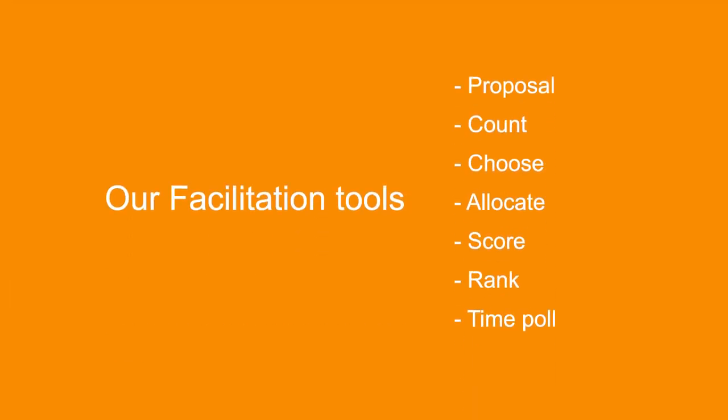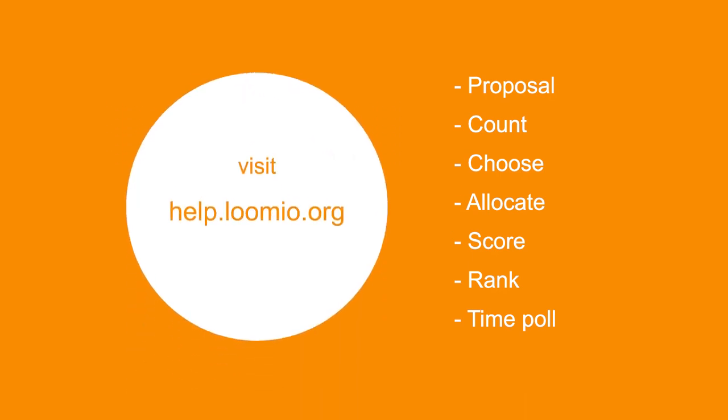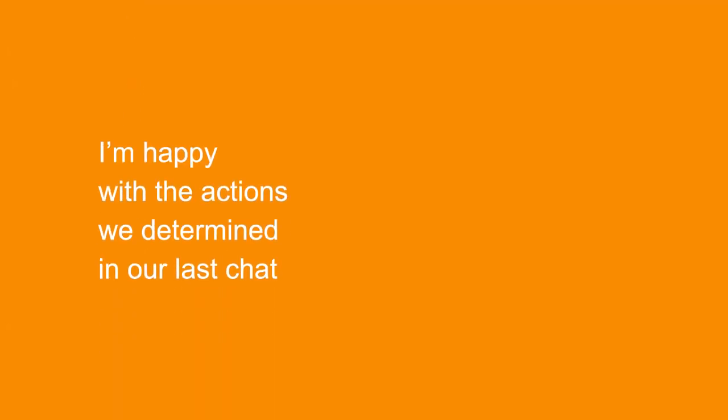That's the one-on-one on Loomio's facilitation tools. For advanced features or more guidance, see our comprehensive help page. Want to practice on a decision with your group right now? Try proposing something simple, like, "I'm happy with the actions we determined in our last chat," and see if people agree or disagree. Happy collaborating!